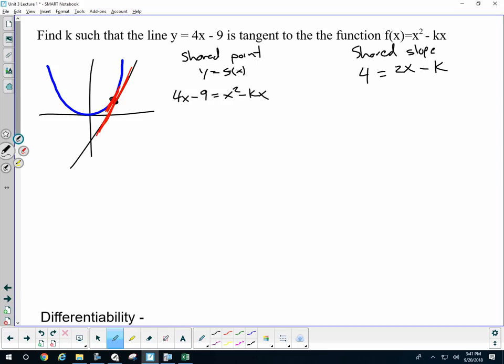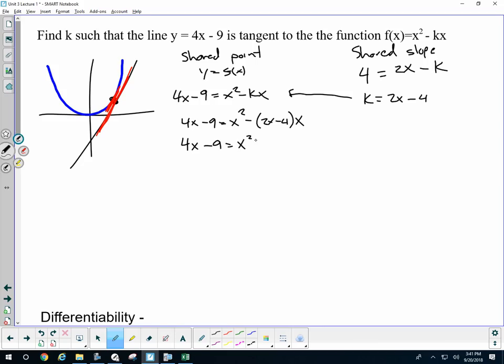Solve for k, substitute. We have a system of equations. We can use substitution to solve. I'm going to add the k, subtract 4. k is equal to 2x minus 4. I'll then substitute it into my other equation. I get 4x minus 9 equals x squared minus (2x minus 4) times x. Make sure we distribute that negative, and let's solve.